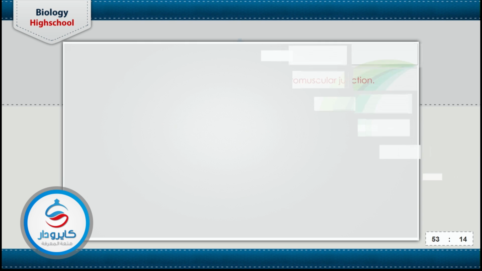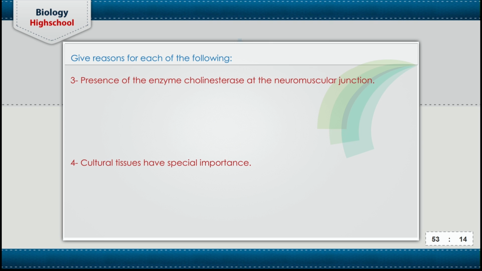The next question. Give reasons the presence of the enzyme cholinesterase at the neuromuscular junction. The cholinesterase enzyme, we understand that it hydrolyzes or destroys the acetylcholine after performing its function. The membrane of the muscle plate is polarized. It means the outer membrane is positive but the inner is negative.